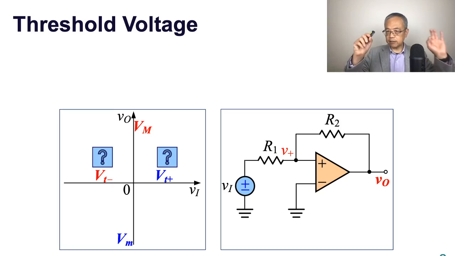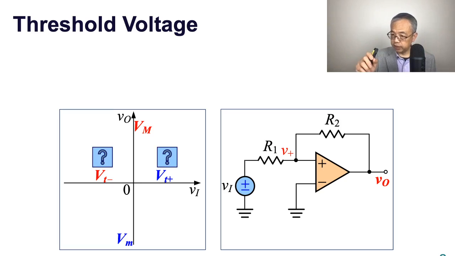So it depends on the comparison of the V positive and the V negative, which is connected to ground. So it seems easy. If V positive is higher than 0, then red state, right? If V positive is lower than ground, is negative, is lower than 0, then blue state.